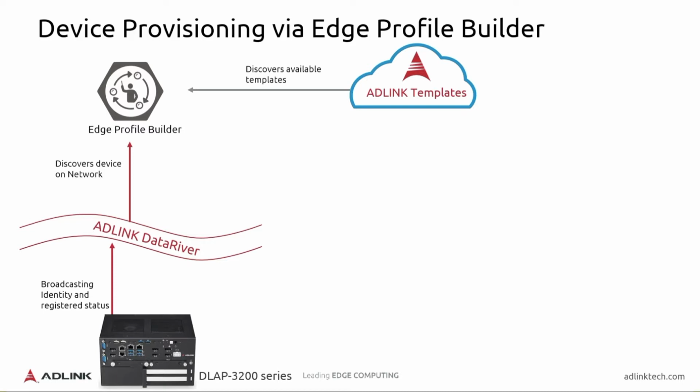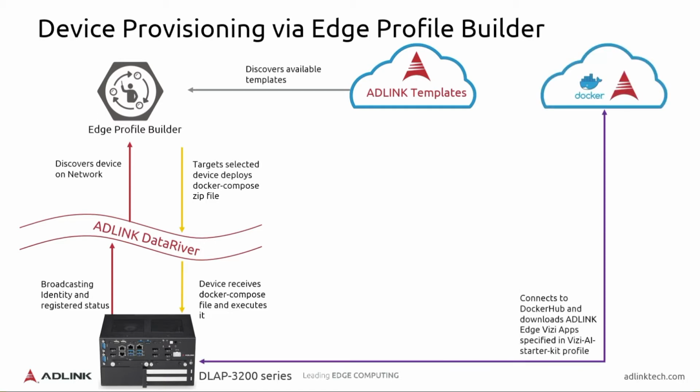So once I have my profile built, all my apps are configured, I then target a device. And the way I do this is via the data river. So the profile builder targets a device, sends a Docker Compose file across the data river. On the device, we have our Edge agent, which is listening to the data river and securely receives the Docker Compose file. It then unzips it and executes the Docker Compose file, which pulls down the Docker images from Docker Hub, in this case. It then starts the images, applies the XML configurations that are provided as part of the profile, and the apps run.